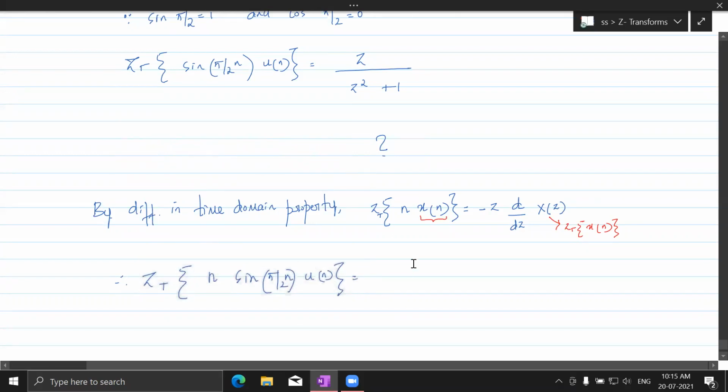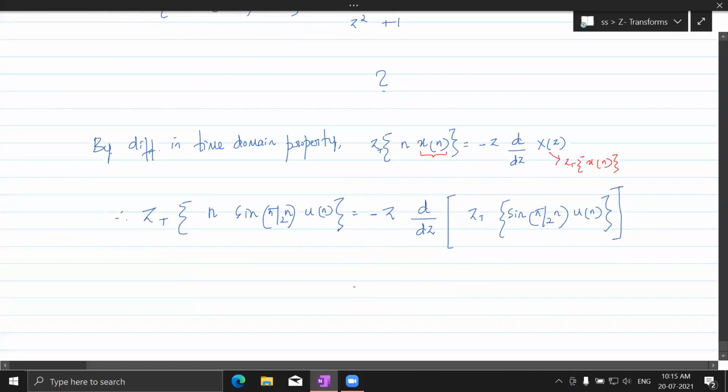So this is given by minus z into d by dz of the z transform of sine pi by 2n into u of n. That is something that we have just obtained. So it can be written as minus z d by dz of z by z square plus 1. Is it okay with you?